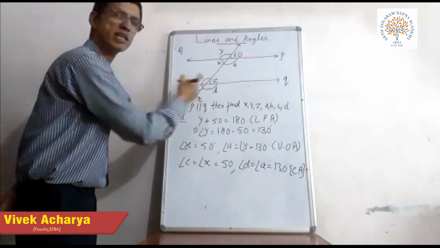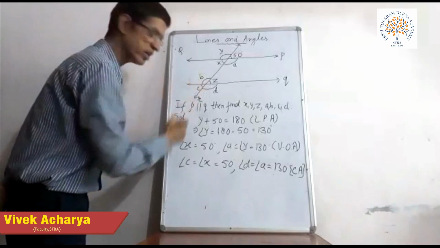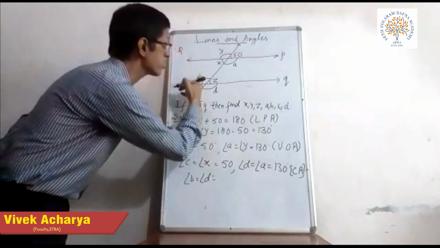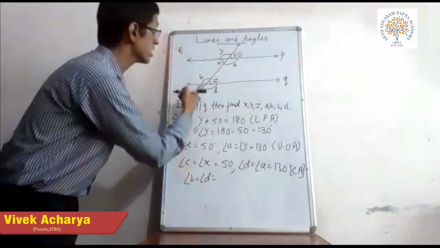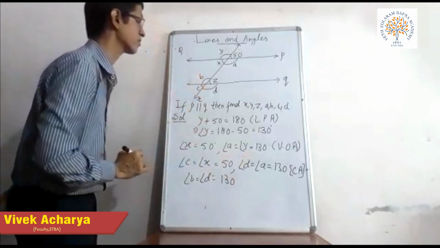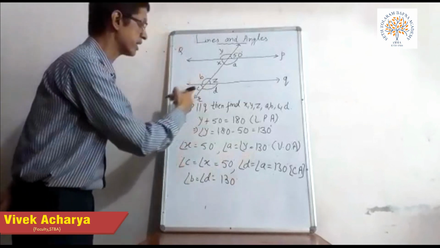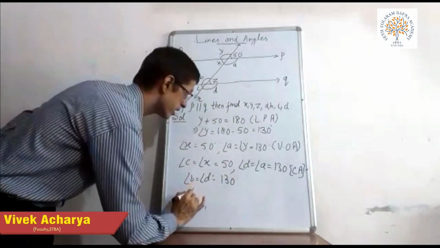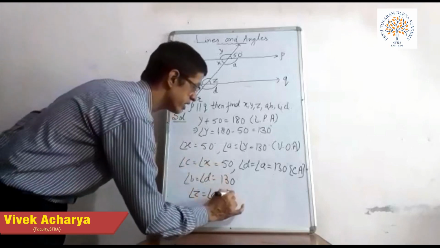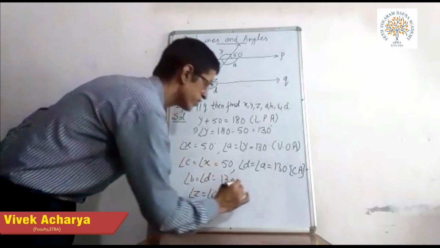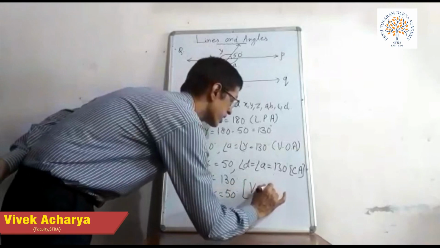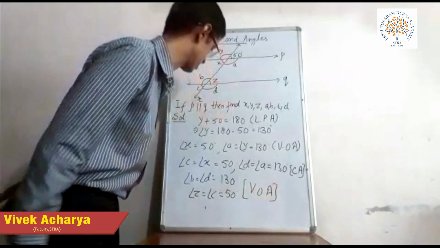Now we have to find B and Z. B is equal to D, that is a vertically opposite angle. You can see in the figure, and D we already found is 130. So B is also 130. Then angle Z equals angle C. Angle Z equals angle C, and C we have already found is 50 degrees. So angle Z is also 50 degrees, and the reason for both is vertically opposite angles.